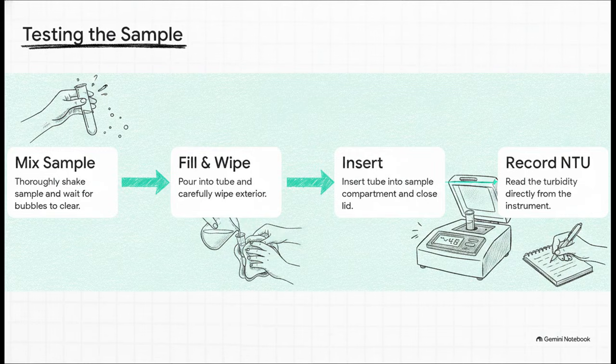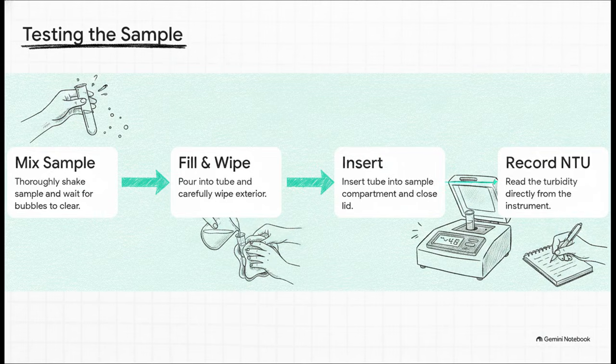Okay, now for the main event, your actual sample. You're going to gently invert or shake it just to distribute those particles evenly. But, and hold on a second, you have to wait a moment for any air bubbles to escape. Why? Because bubbles will scatter the light and give you a completely false high reading.